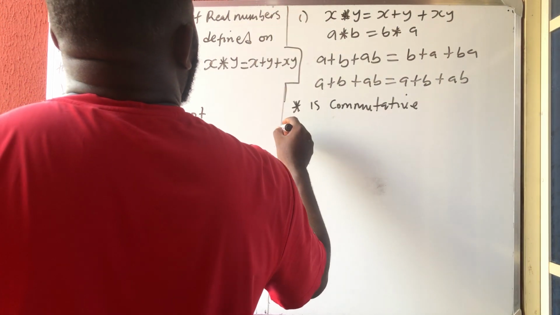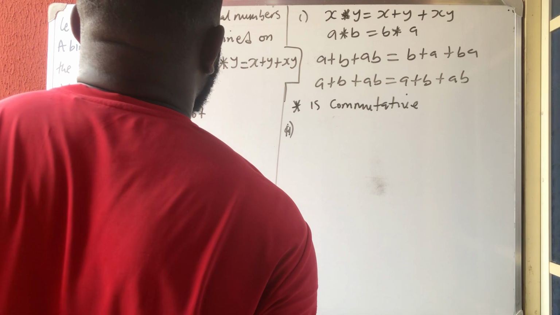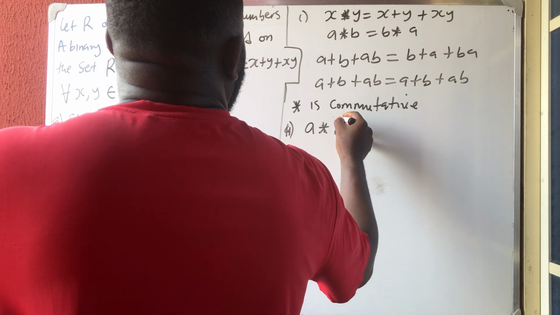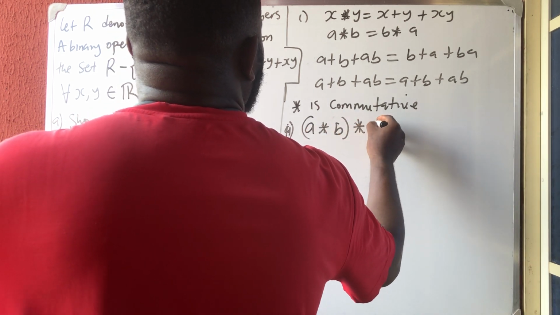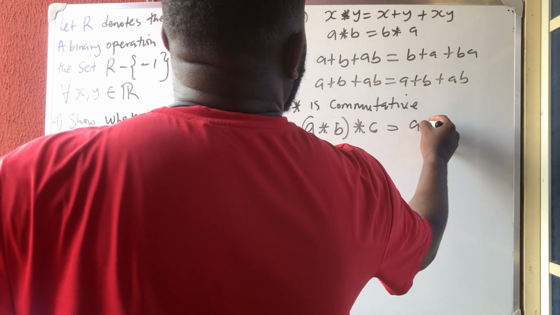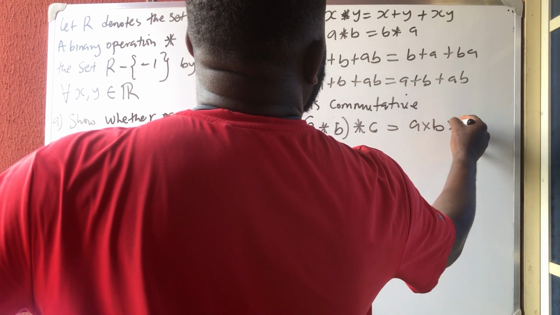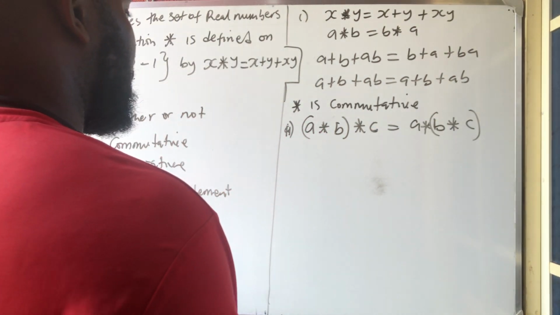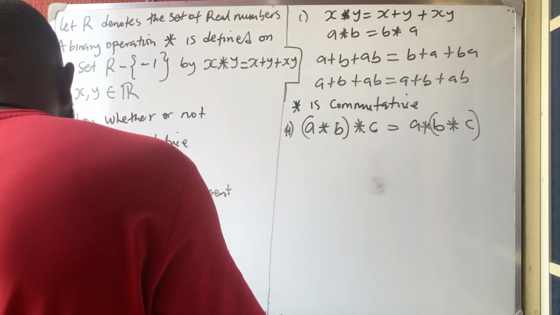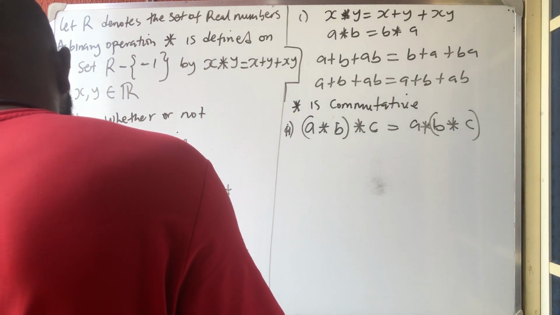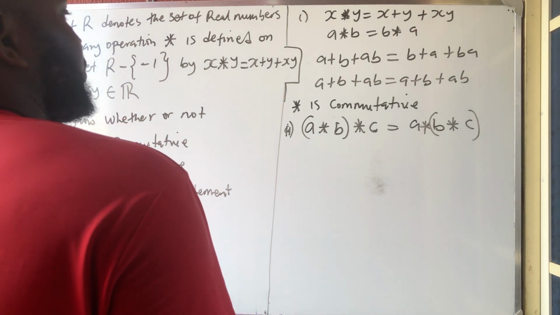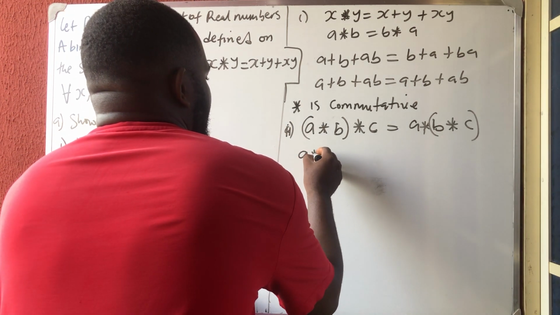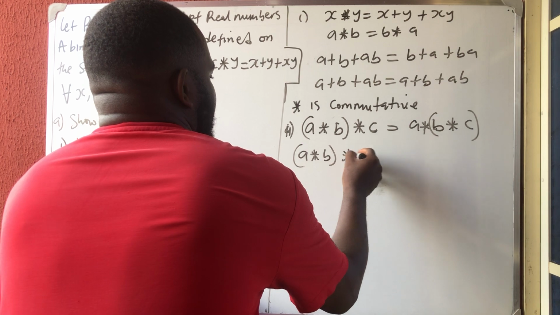Is it associative? And associativity, I told you what to do. Associativity means that if a operates on b, then use the answer to operate on c, is it the same thing as saying a operates on the result of b operating on c? First of all, b operates on c before a will now operate on them. So let us get that and know if it is true. First of all, let's get a star b star c, like this.